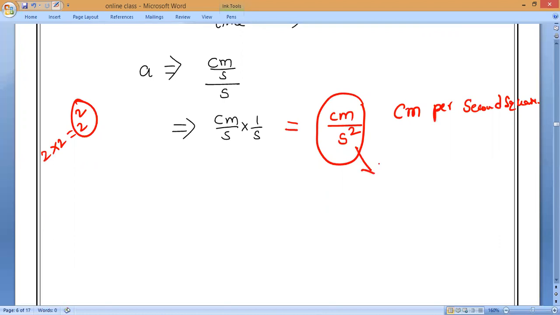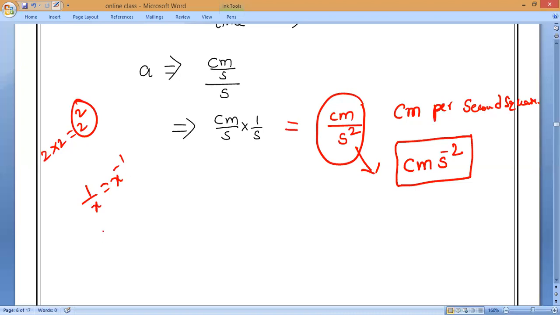This one you can write like this: centimeter second minus 2. Do you remember I taught you how to write this? 1 by x, you can write x power minus 1. 1 by x square, how can I write it? x power minus 2. In the same way, 1 by s square, how can I write it, guys? s power minus 2. Does everybody understand?